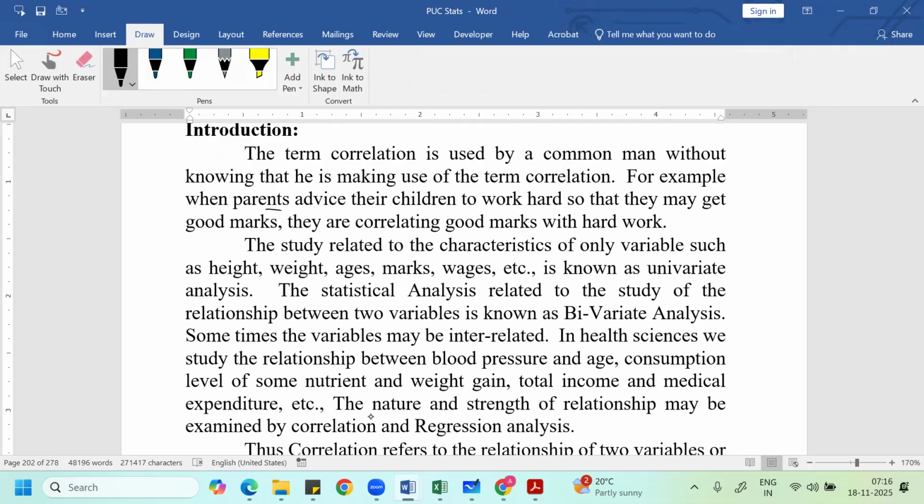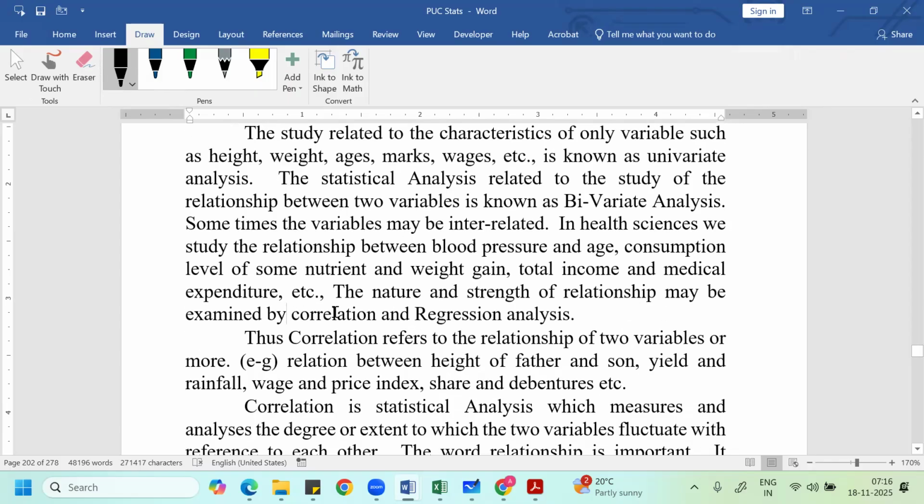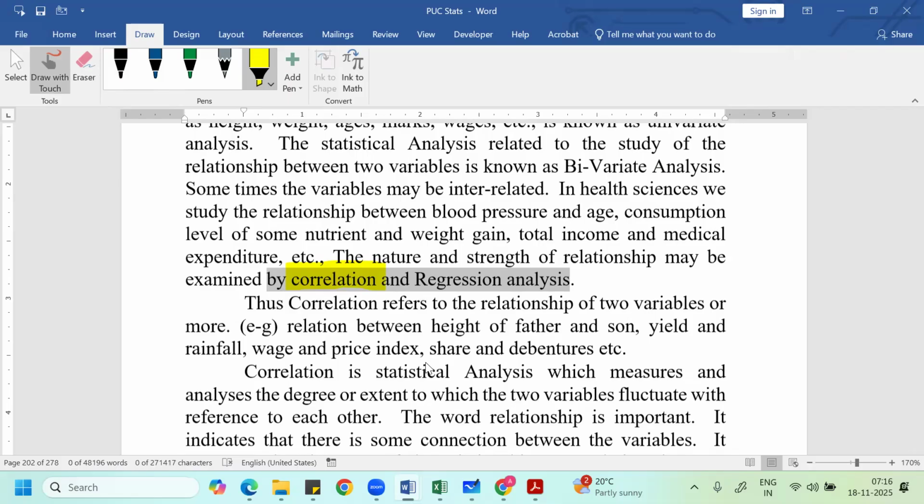The study of statistics of only one variable, such as height, weight, age, marks, is known as univariate. Previously we studied measures of central tendency and measures of dispersion; those are univariate. In this class we are studying bivariate variables, the relationship between two variables. That is what we study under correlation and also under regression. Regression I'll discuss later; right now I'm focusing on correlation.